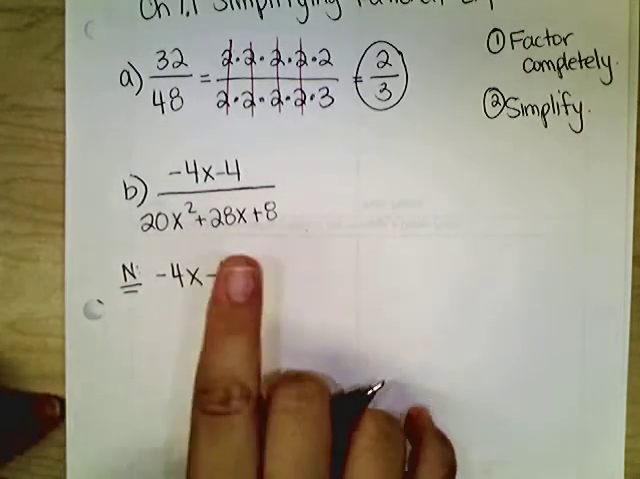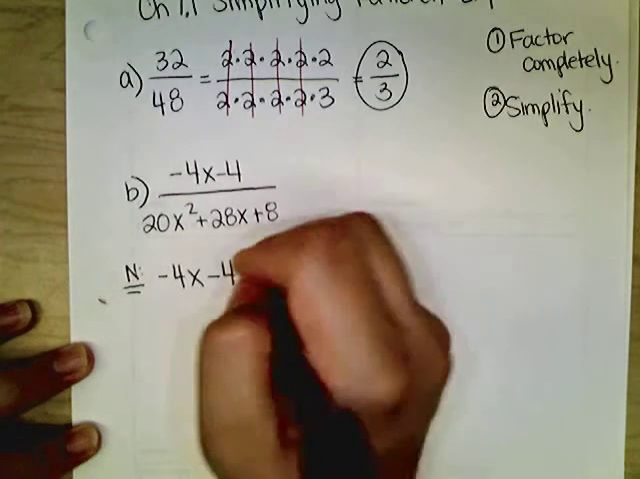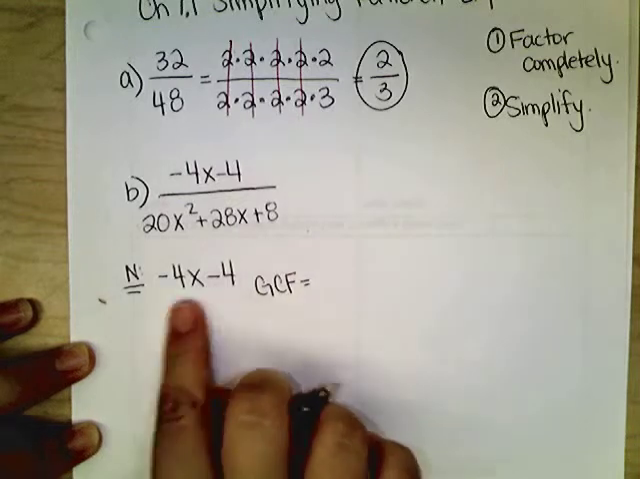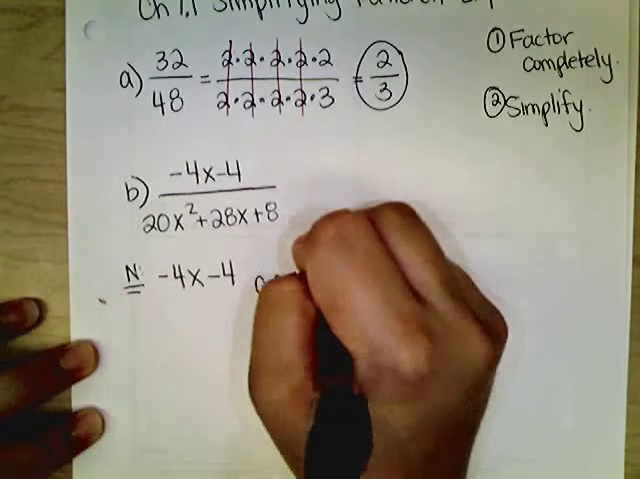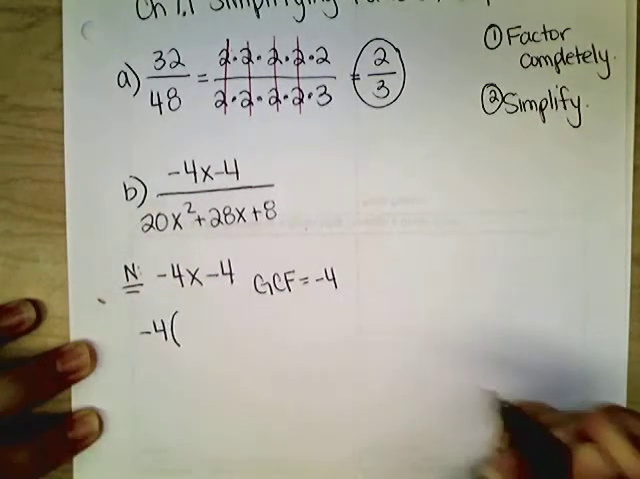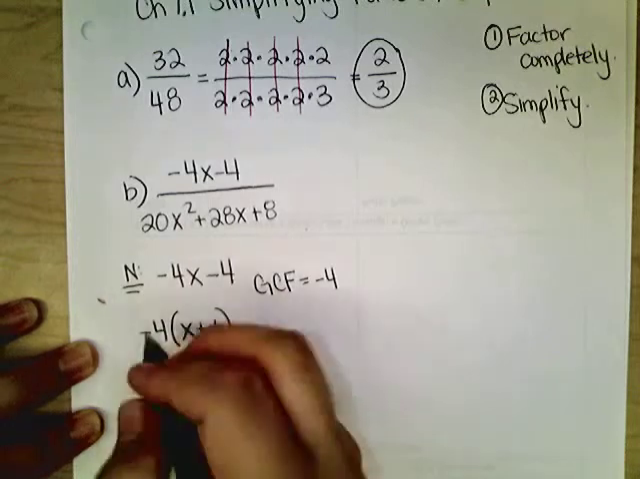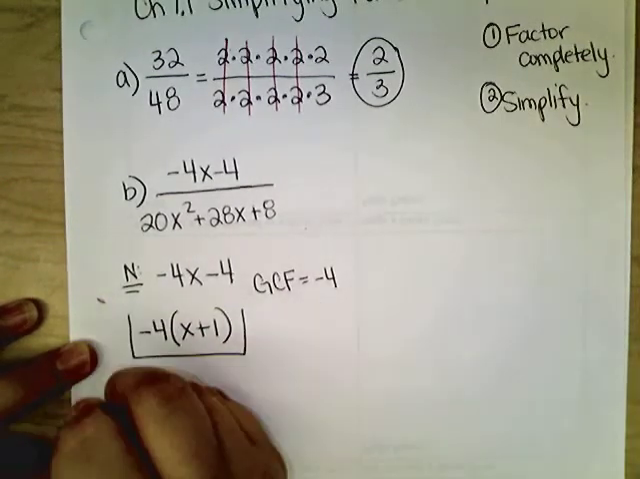When we're factoring, our first step is to look for the greatest common factor, our GCF. It is technically a 4, but because we have a negative in the front, we always factor out the negative if there's a leading term that's negative. So we factor out the negative 4. We have x plus 1 left over, and that becomes our numerator. Then we do the same thing for the denominator.